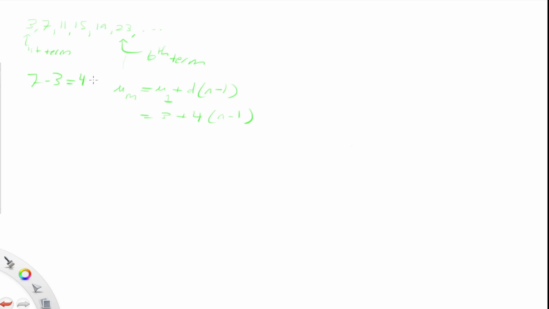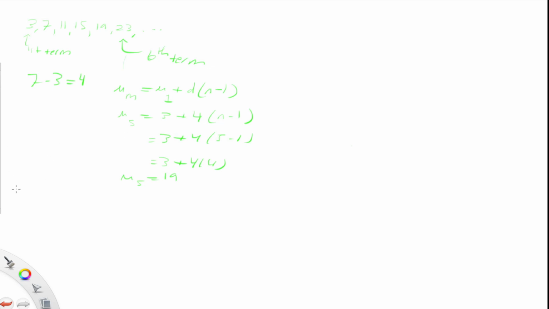So let's say we're looking at the 5th term, so U5. That would be equal to 3 plus 4 times 5 minus 1, which is 4, so 3 plus 4 times 4, which is 16, plus 3, which is 19. So U5 is equal to 19, and it's concordant, you see, because the 5th term here is 19, and we found 19 using this general formula.